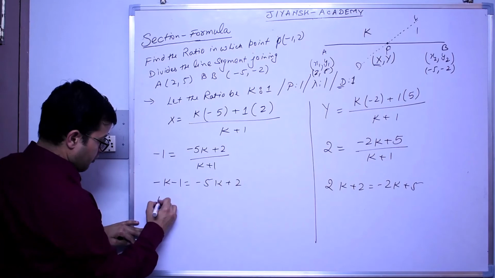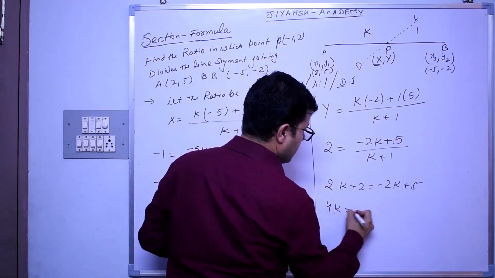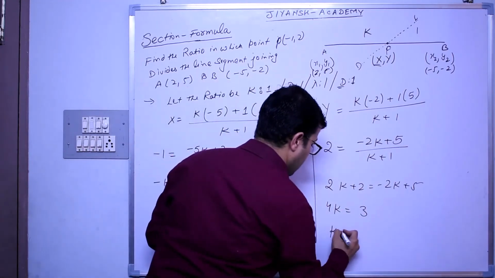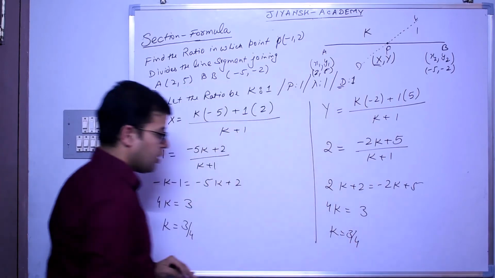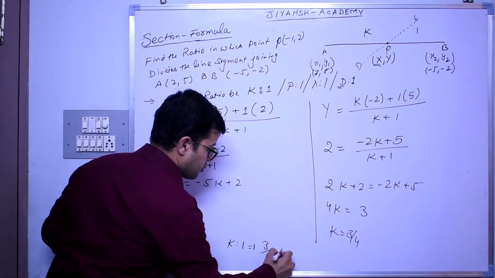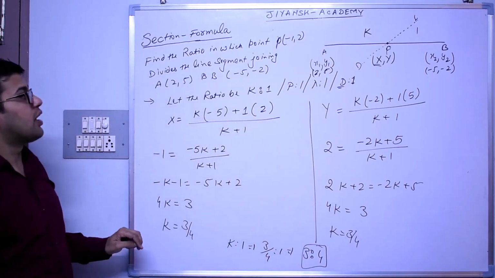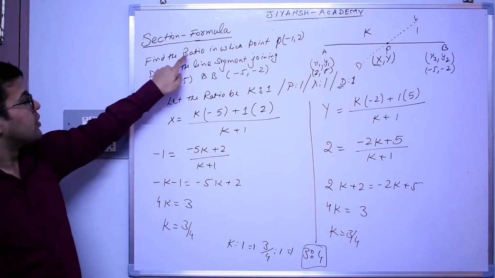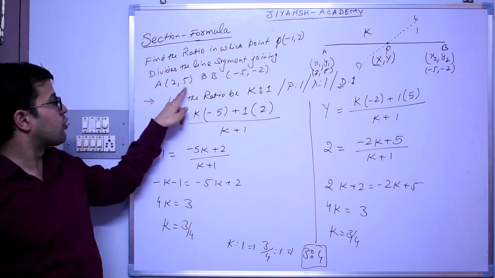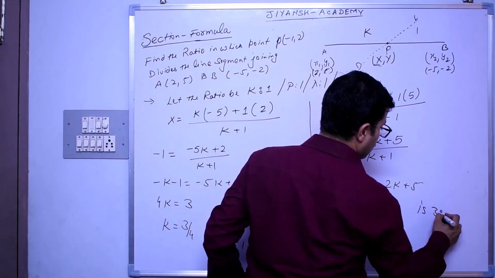Now this becomes 4k, which is equal to 3. Now k comes out to be 3 by 4. Now since the ratio was k ratio 1, so we'll take it as 3 by 4 ratio 1. This becomes 3 ratio 4. So I can write that the ratio in which the point P minus 1, 2 divides the line segment joining point A 2 comma 5 and B minus 5 comma minus 2 is 3:4.